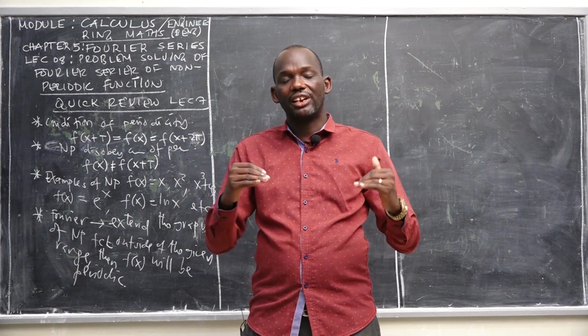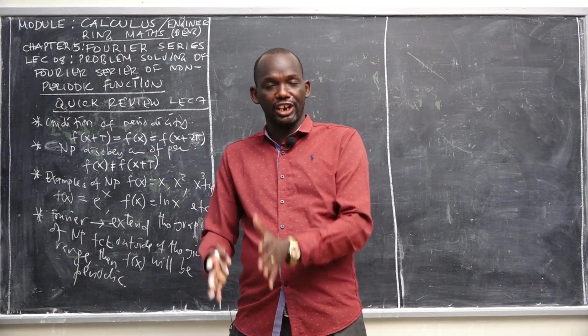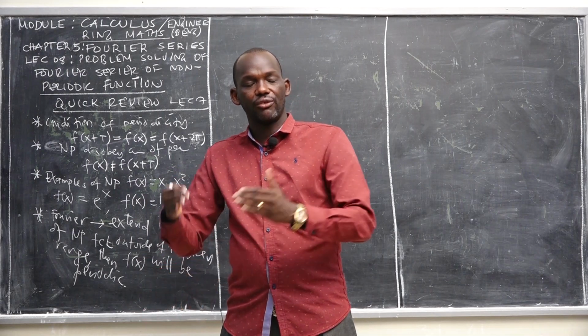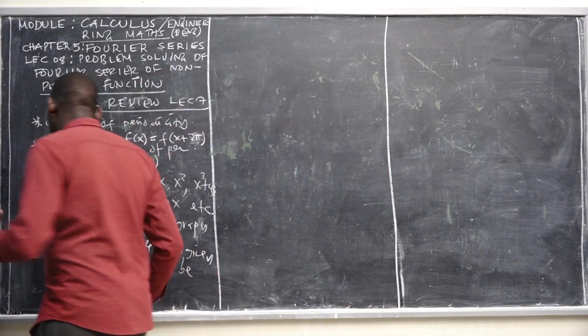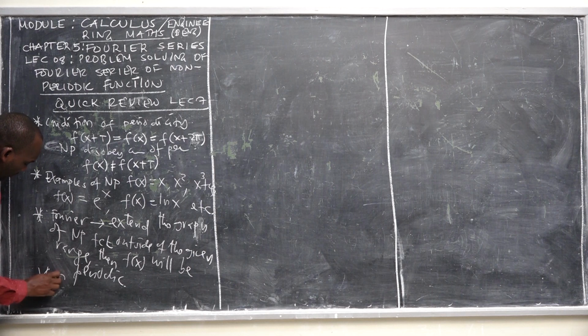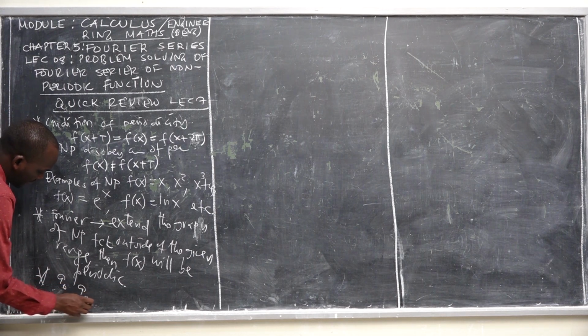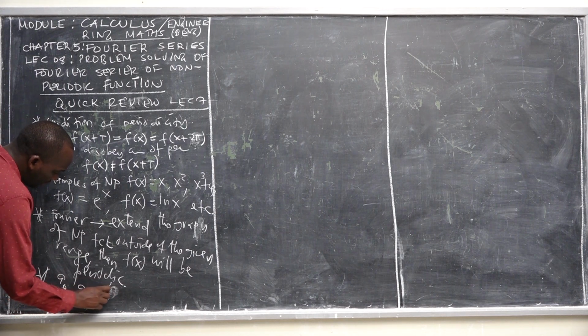If that's the case, we can find all three Fourier coefficients. I told you there are three Fourier coefficients: we can find A naught, we can find A N, and we can find B N.